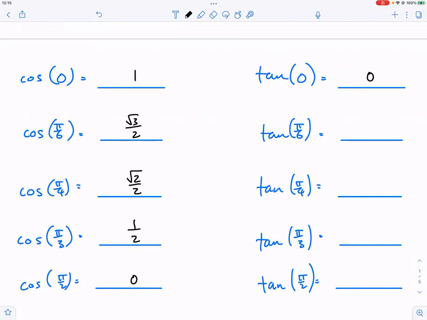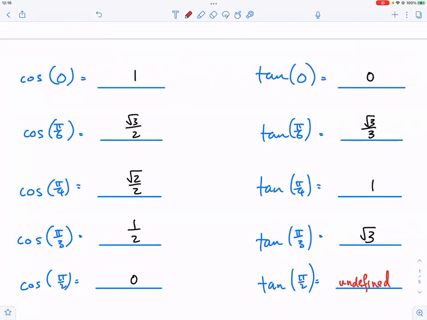Tangent pi over 6 is 1 over root 3, or root 3 over 3. Tangent of pi over 4, it's 1. Tangent of pi over 3, it's root 3. And tangent of pi over 2 is, what's tangent of pi over 2? Undefined.